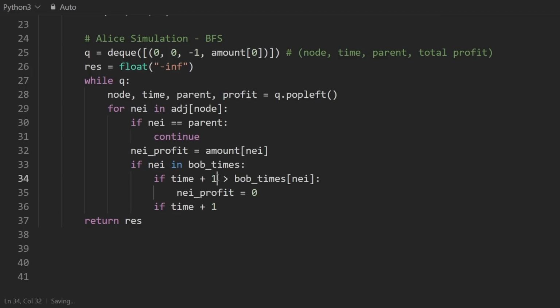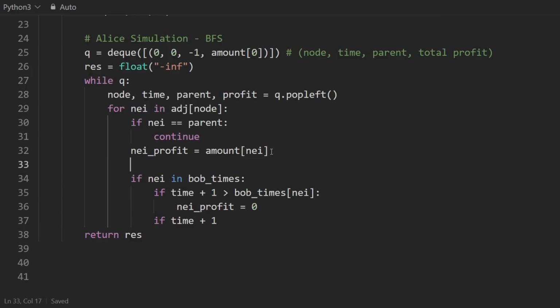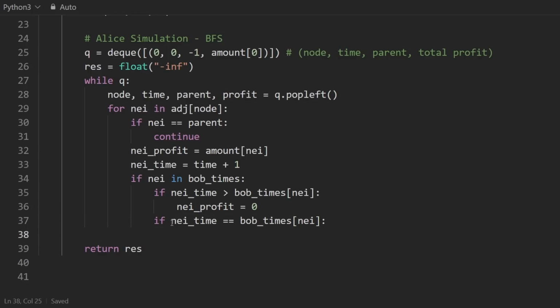Or maybe it's the other case where actually time plus 1, the time to reach this neighbor, maybe I could have put that into a variable. Maybe I should actually, to make this more readable. Let's do that. Neighbor time is going to be time plus 1. And then neighbor time over here, if that's equal to Bob times of the neighbor, well, then they have to divide the profit. Then that means Alice is only going to get half of that. So we can set neighbor profit equal to the neighbor profit divided by 2.